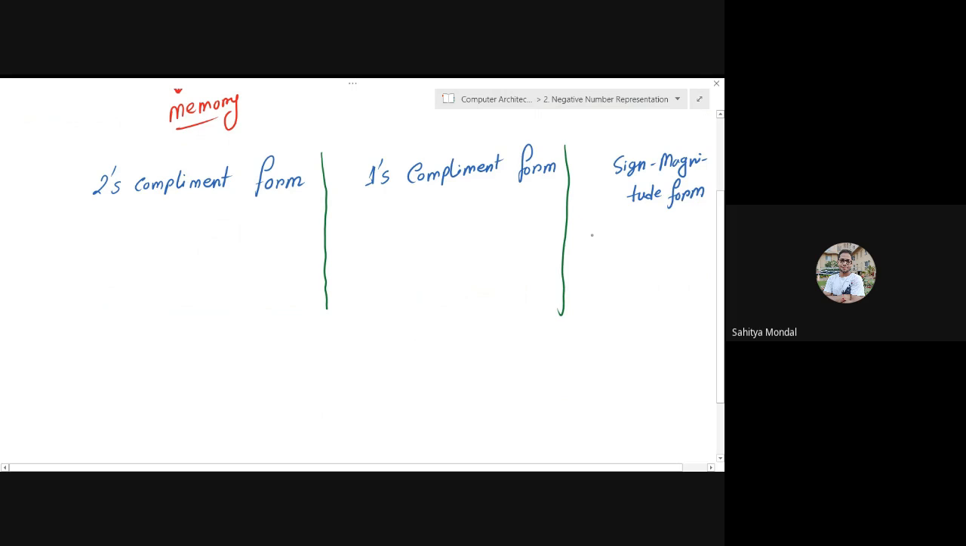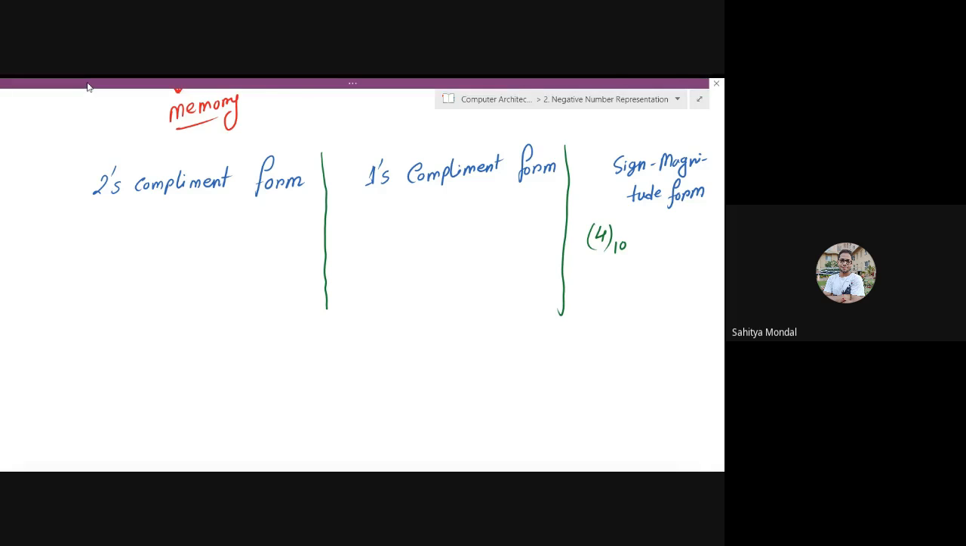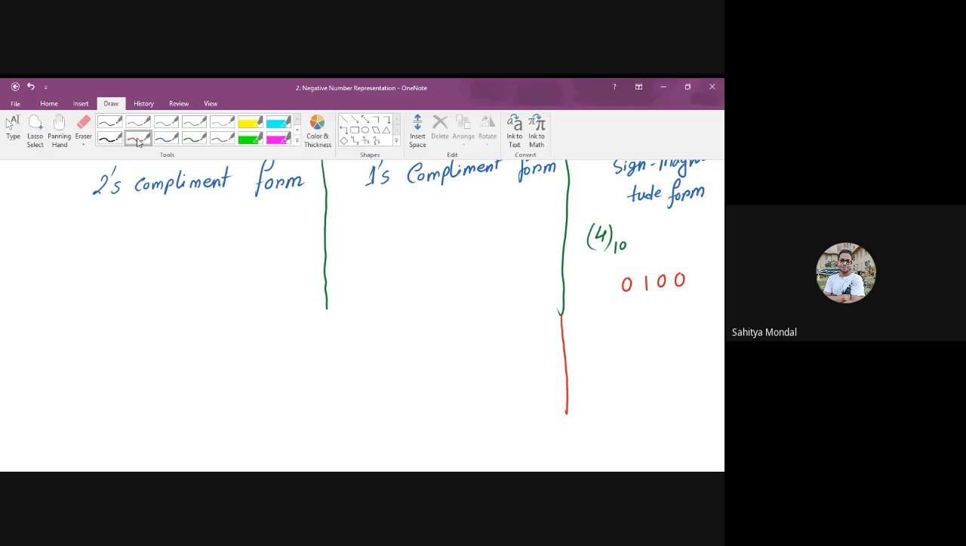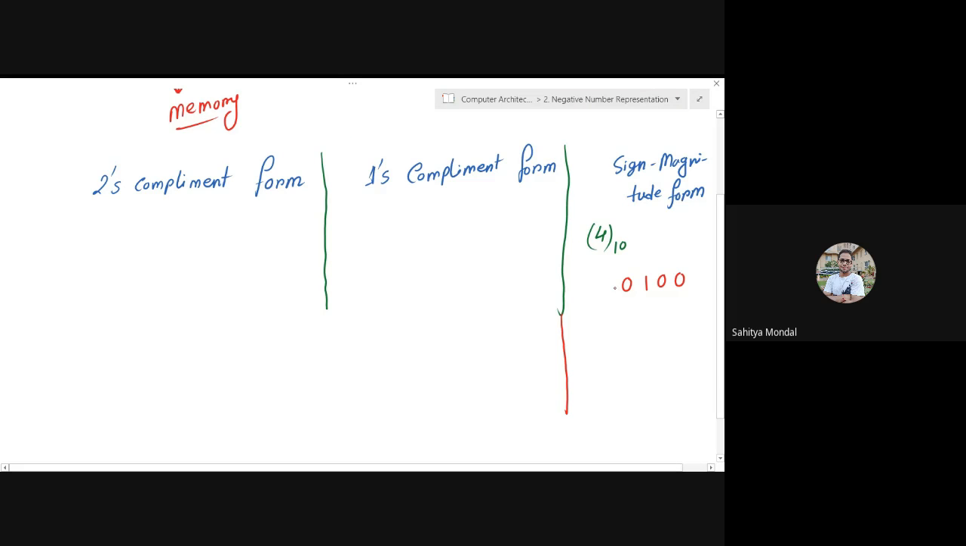let's take a number, say 4, in decimal. What will be the equivalent binary of 4? Sir, 0100. Okay, 0100. You have told me the representation in 4 bits. If I represent the same thing in 8 bits, I have to add extra zeros at the front, so 4 has been represented in 8 bits.